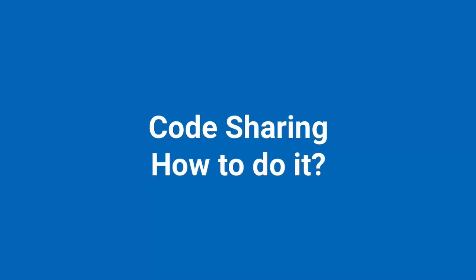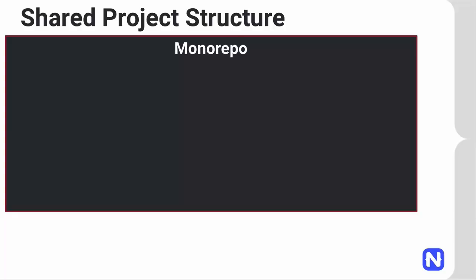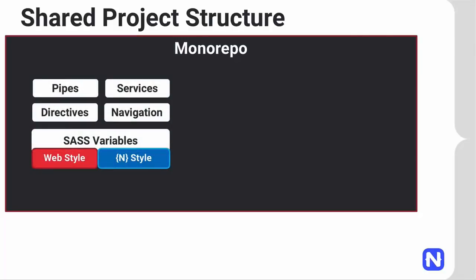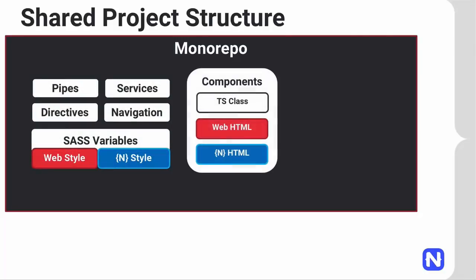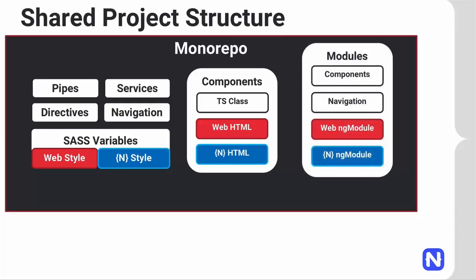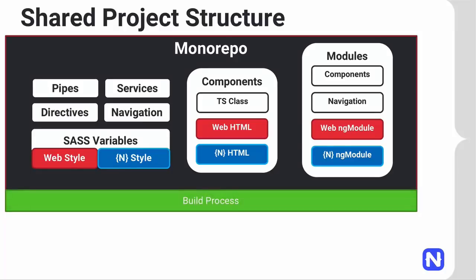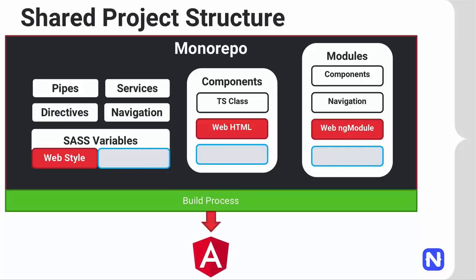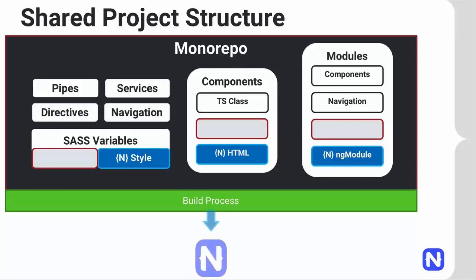And now let's get into the code sharing and how to do it. So the whole idea is that we want to have a monorepo project that will have all our pipes, services, and directives, and then we'll have our components, which would share the TS class code, but then would have separate web and NativeScript HTML files. And then also we could share a lot of the modules and the components that they have, the navigation they have, but we'll probably have two separate ng module files, one for web, one for NativeScript. And then we'll need some sort of a build process that either takes shared and web files to generate a web Angular app, or the shared files and the NativeScript files, and then generate a NativeScript app.